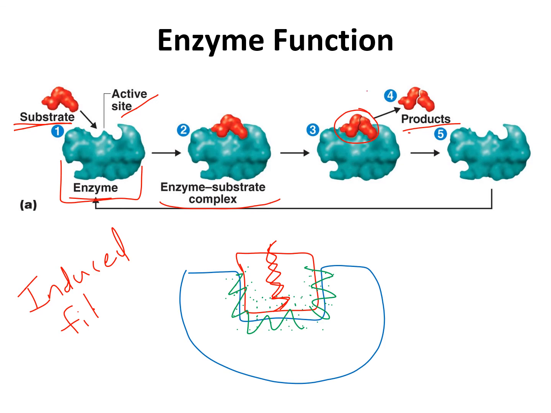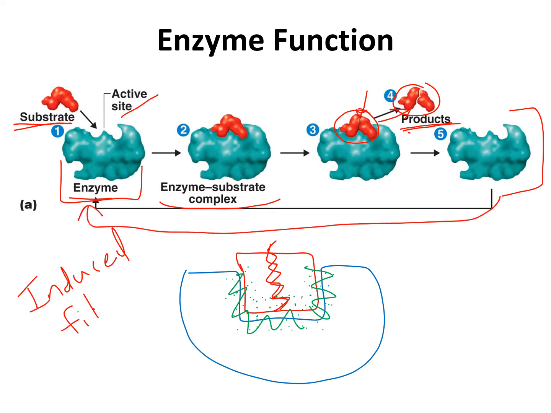So here's a break in the product. And now, because by definition the products are different than the reactants or the substrate, this no longer fits perfectly into the active site, so they are released, and the enzyme is unaffected. So catalyzing a reaction is going to have no effect on the enzyme. Enzyme still retains its original shape, so it can start over. If there's another available substrate, it can go through the process again.